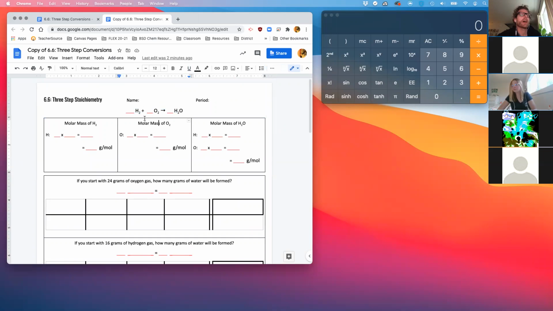The first step that you have to do in all of these is balance the equation. Now, this is a review from before, but I have one oxygen on this side. I have two oxygens on this side, so I'm going to give this a 2. I now have 4 hydrogens on this side, so I need to put a 2 over here, so I have 4 on this side. Cool. And now we're balanced.